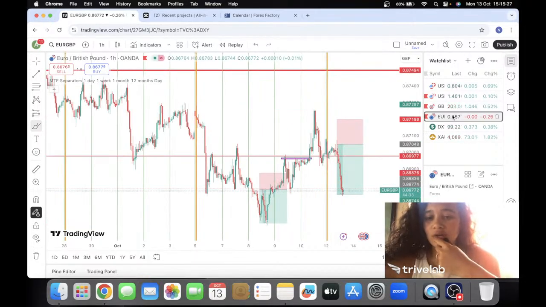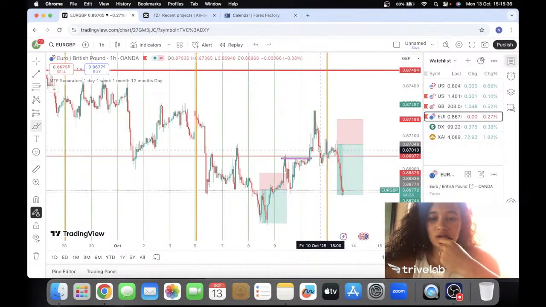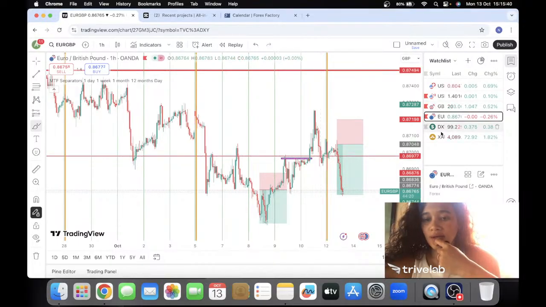GBP, my target already. As you can see, it broke structure last week, and I was looking for this one. It broke structure on Friday, but then I just decided, okay, that's obviously not my trade window. We check on Monday, and as you can see, boom, beautiful move. Timing is everything.